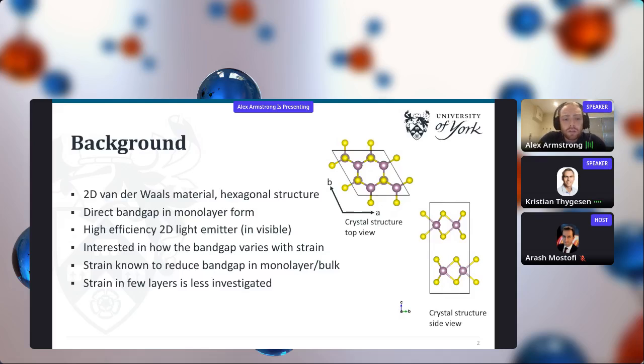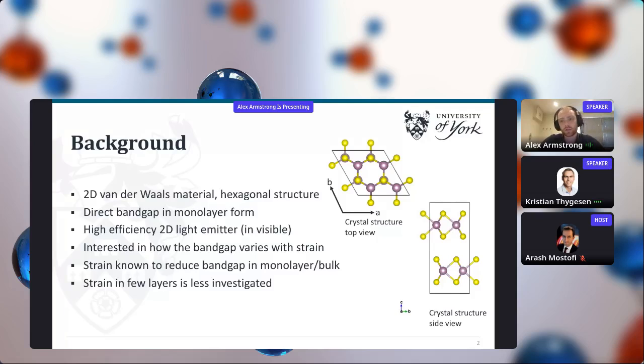It also has an interesting property where it has a direct bandgap when it's in the monolayer form, and when it's in the bulk form, it only has an indirect bandgap, which means it's a 2D highly efficient light emitter, but only when it's in the monolayer form.